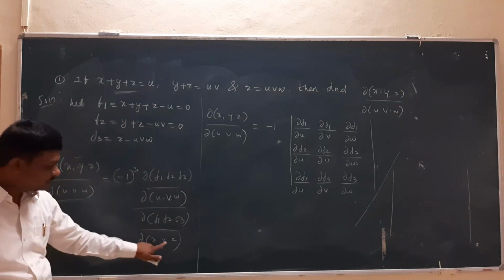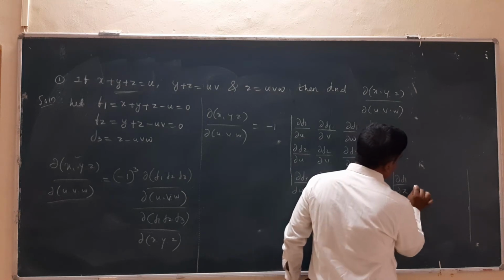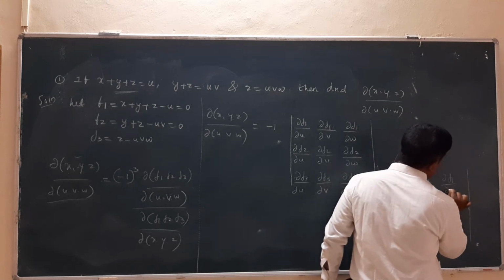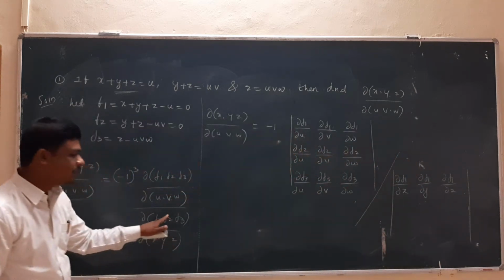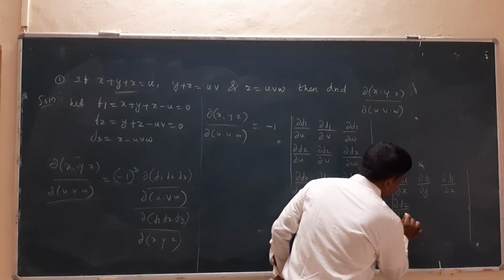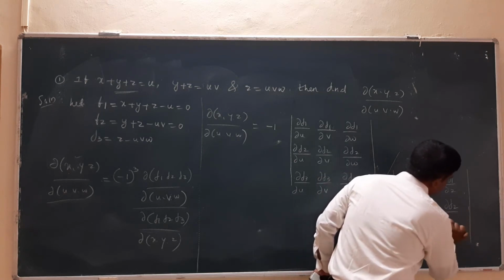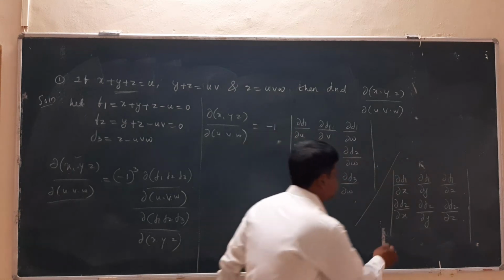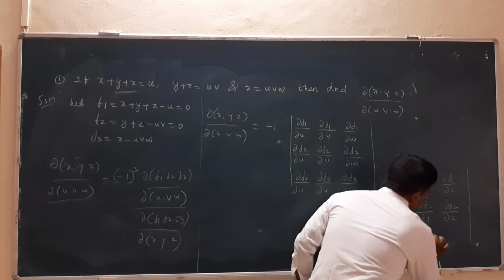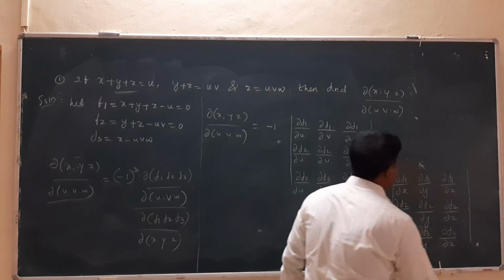∂F1/∂x, ∂F1/∂y, ∂F1/∂z. Similarly, F2 with respect to x, y, z: ∂F2/∂x, ∂F2/∂y, ∂F2/∂z. And the last one is ∂F3/∂x, ∂F3/∂y, ∂F3/∂z.